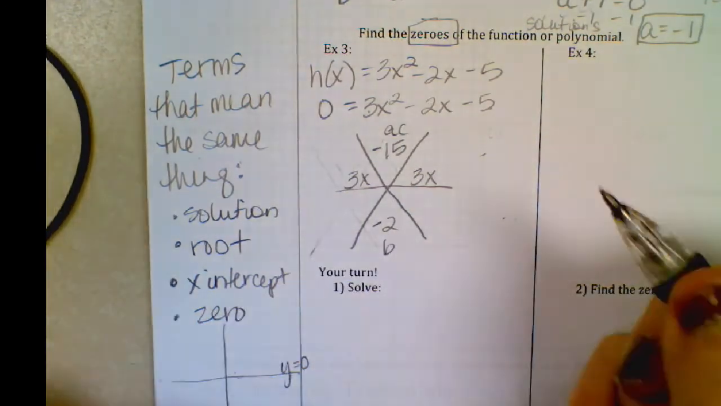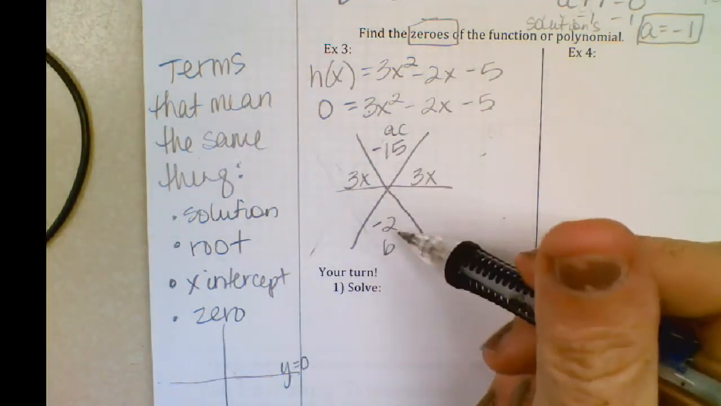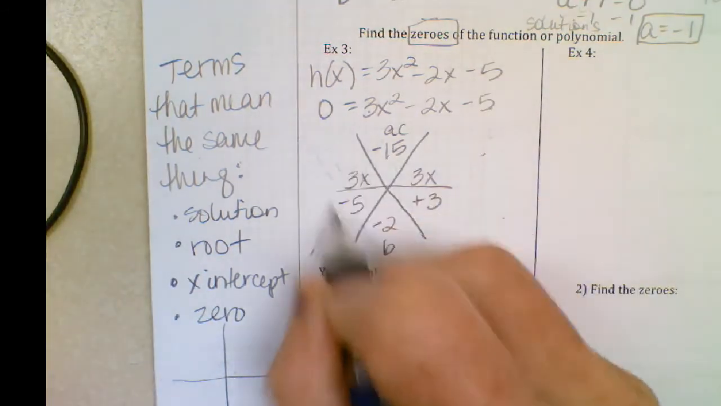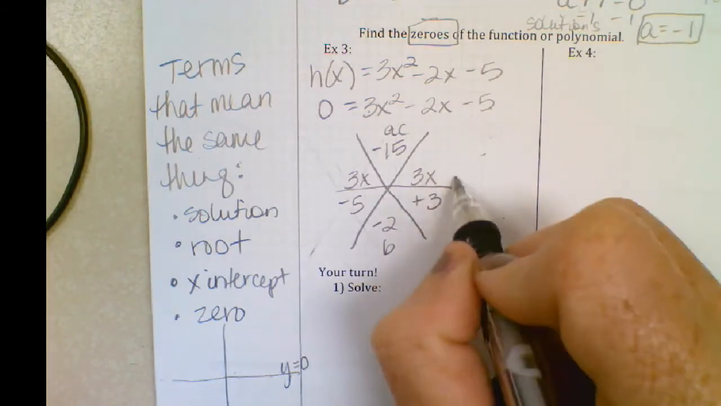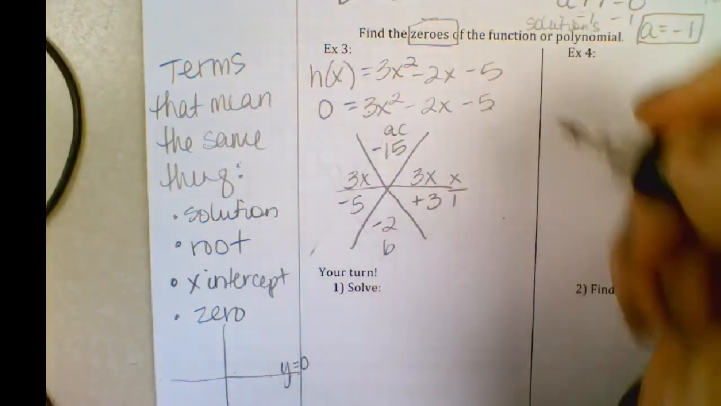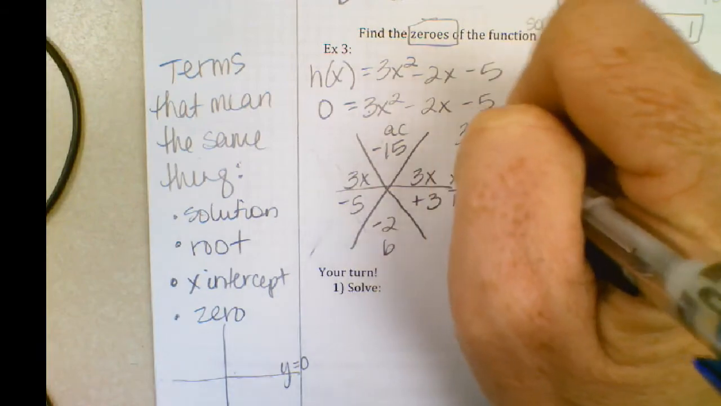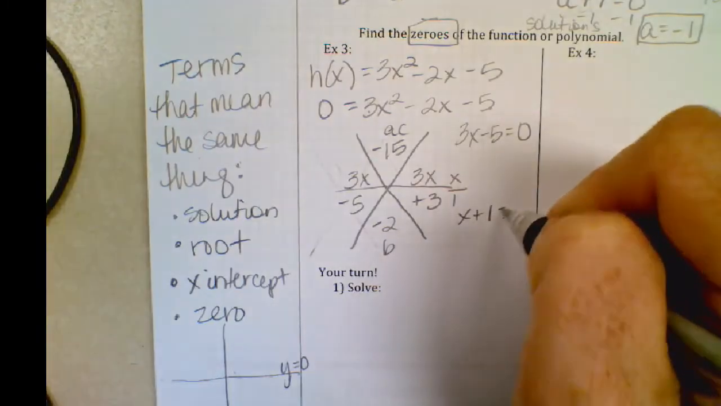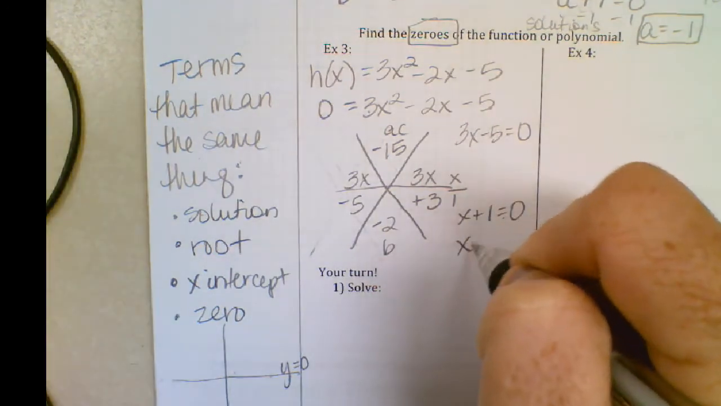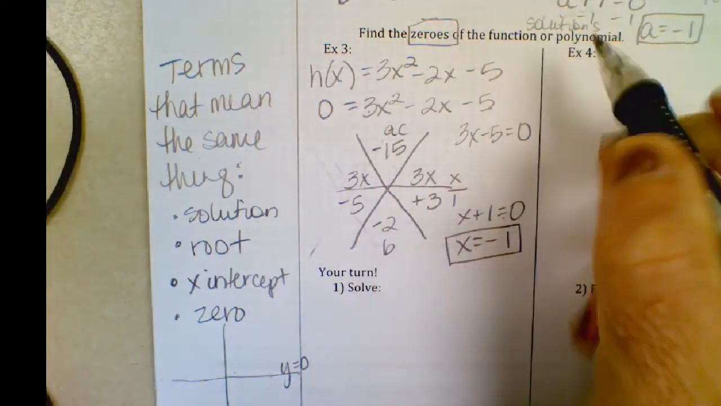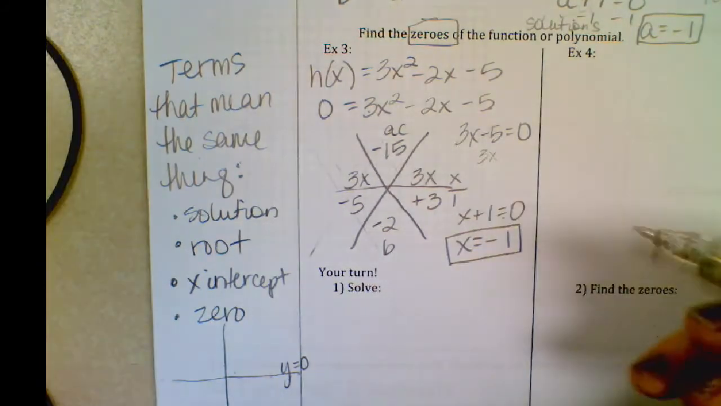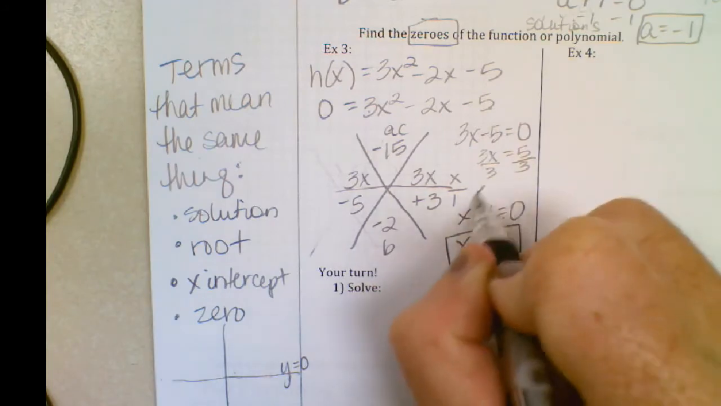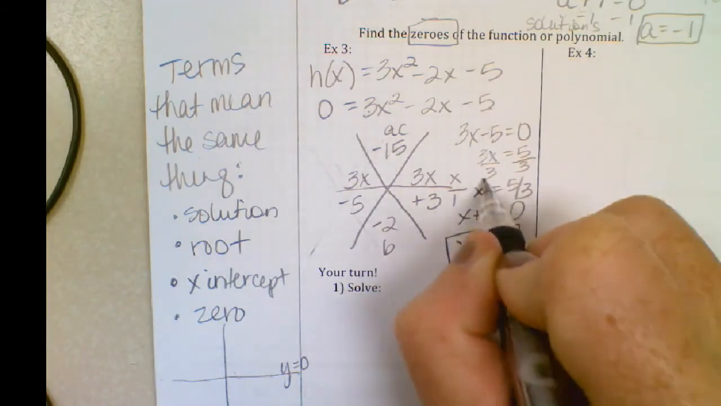So in order to find two numbers that multiply to negative 15 and add up to negative 2, I would have negative 5 and positive 3. This does not reduce. This does to x over 1. So my two factors would be 3x minus 5, and I need to set that equal to 0, and x plus 1 equals 0. So one of my solutions is going to be negative 1. The other will be x equals 5/3.